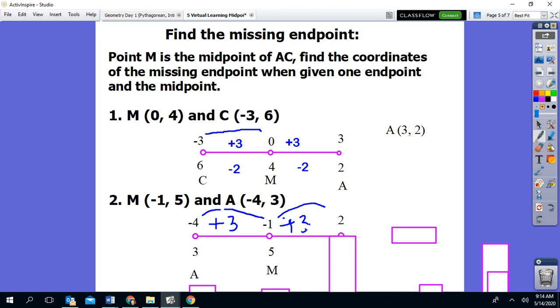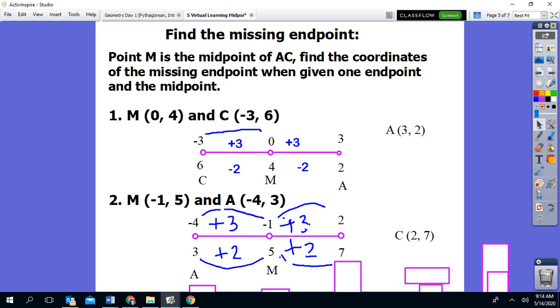Let's do the bottom one, the Y values. If I go from 3 to 5, that's +2. So do the same thing. I'm going to do 5 plus 2. That's going to take me up to 7. So my ordered pair for this last point would be 2, 7.